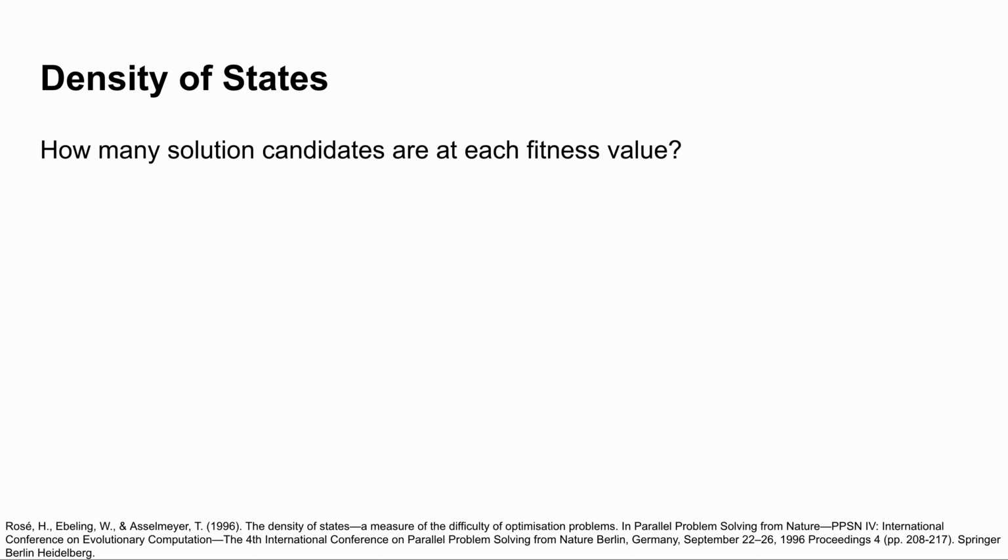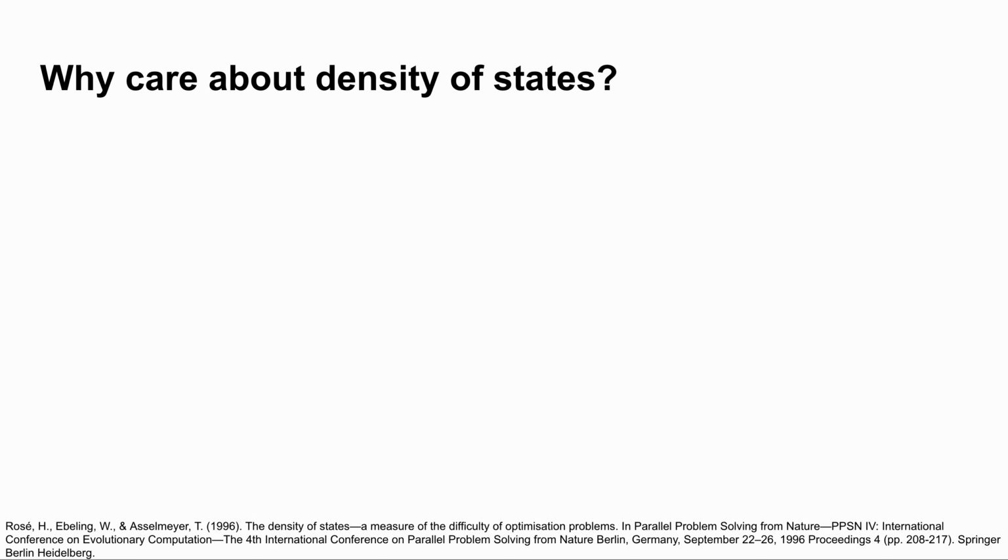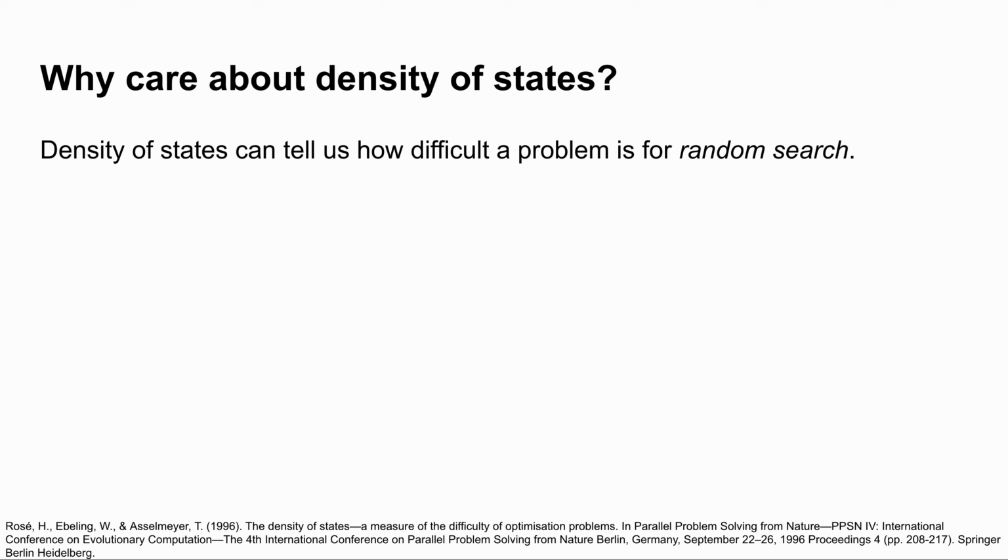A density of states analysis answers the question, how many solution candidates are at each fitness value? Plotting the density of states of a fitness landscape might result in a visualization that looks like one of these 3 histograms. So why care about density of states?